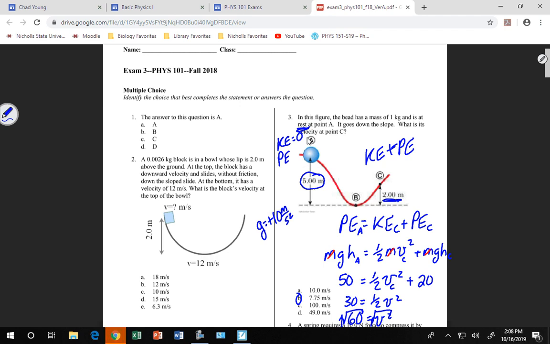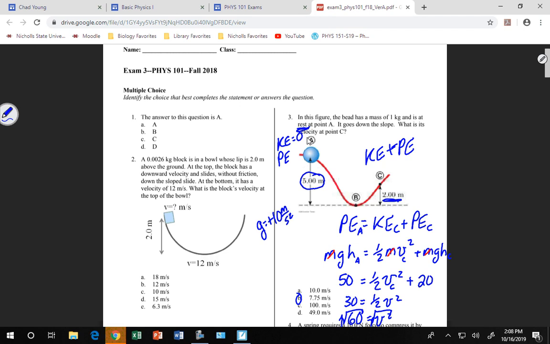You should also be able to find the velocity at point B. I know that at point B it only has kinetic energy. So if I asked you for the velocity at point B, it would be exactly the same, except this equation would be different. How would this equation be different at point B, other than replacing the C with a B? What else is going to be different? Right, this term is going to go away.